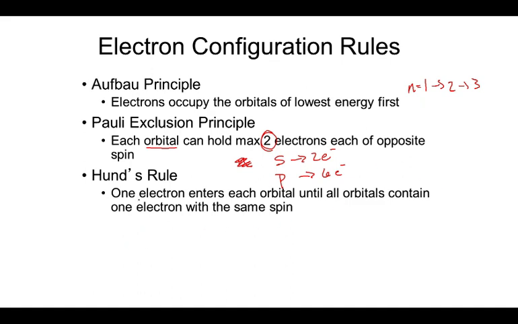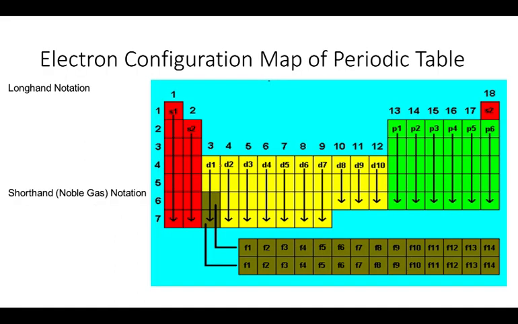And then Hund's rule says that as we're filling up these orbitals from lowest to highest based on the Aufbau principle, you're going to fill up each orbital until each orbital has 1 electron in it that all have the same spin. And then you'll start going in and putting the second electron within each of those orbitals. It'll make more sense when we do some practice problems here.